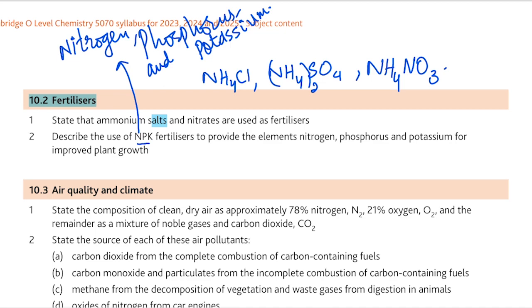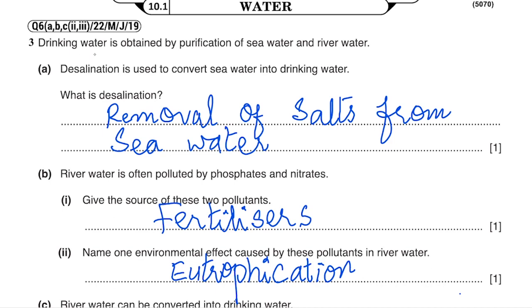Now come towards the topical past papers, where we can see how the examiner is going to ask the question. Drinking water, this question is from May June 2022. Drinking water is obtained by purification of sea water and river water. Desalination is used to convert seawater into drinking water. What is desalination? It is basically the removal of salts from seawater. River water is often polluted by phosphates and nitrates. Give the source of these two pollutants. We already have discussed that these phosphates and nitrates are coming from fields and fertilizers.